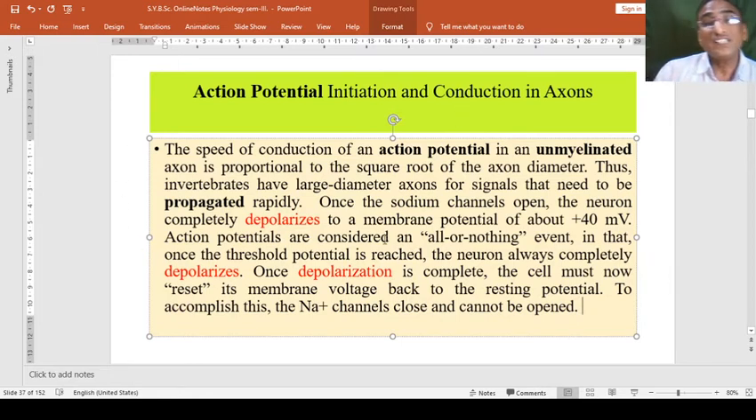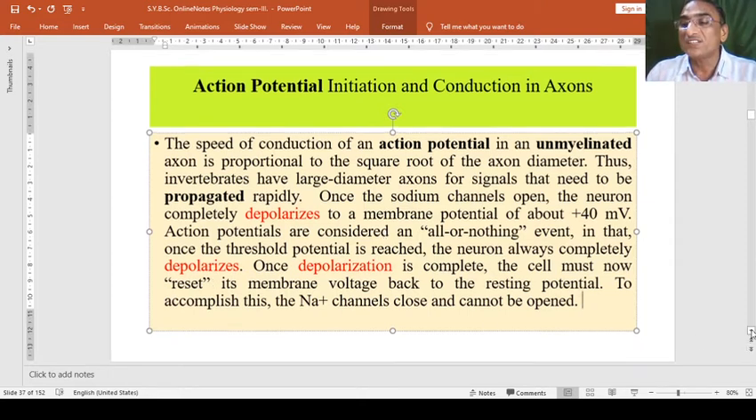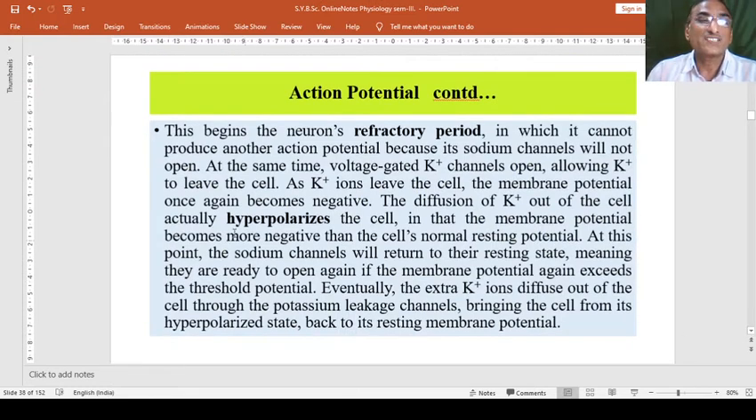Now we will see the repolarization. But prior to that, this reset and hyperpolarization is to be studied. This is the hyperpolarization. Now we will see how the action potential works in between these two, repolarization and depolarization. In this slide, this begins the action potential.